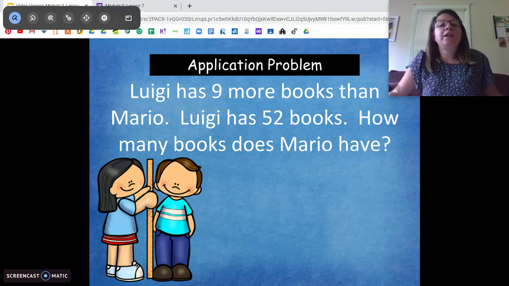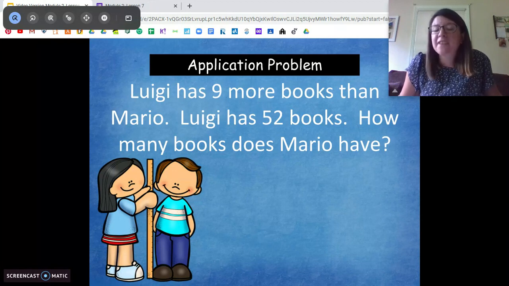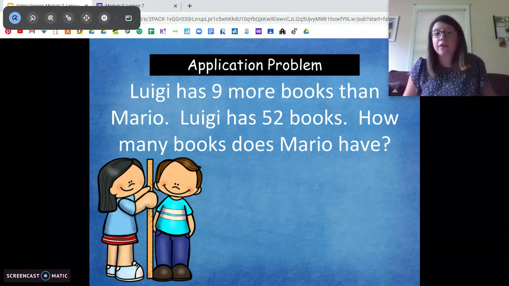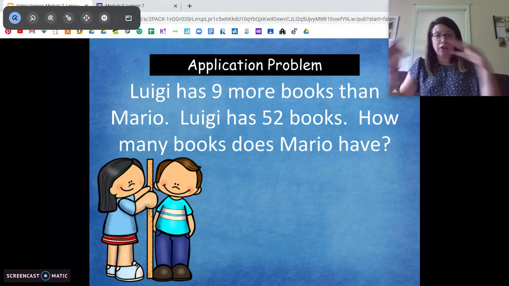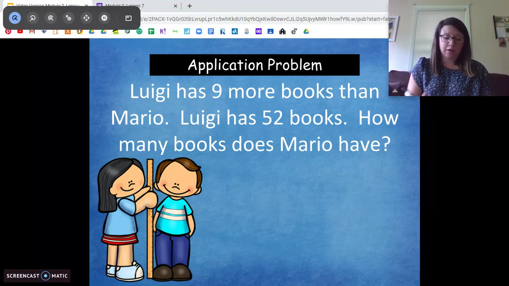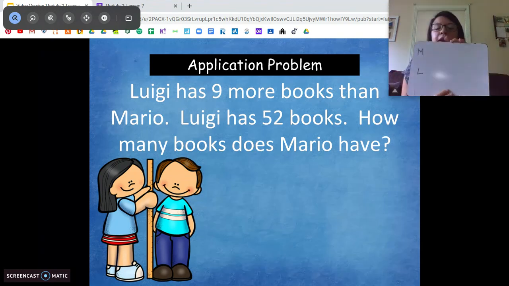It says, Luigi has 9 more books than Mario. Luigi has 52 books. How many books does Mario have? First step, I want you to draw that tape diagram picture we worked on yesterday. I'm going to start with Mario. I'm going to write an M for Mario and an L for Luigi.